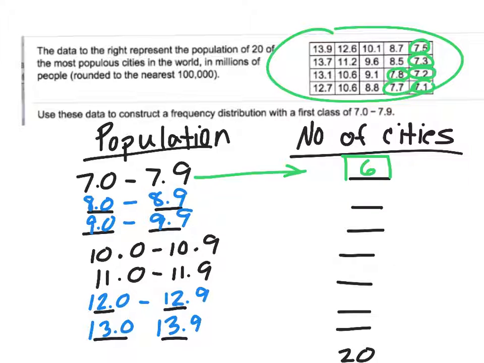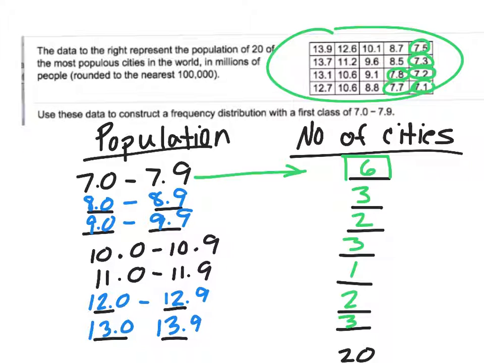And so now I'm going to go ahead and fill in the rest of the table with those frequencies that are left over. If I go through and count, for the second class there were 3 cities that fell within 8 to 8.9. There were 2 that fell in here, 3 and 1, and then 2 and 3. And then it's always a good idea to go back.